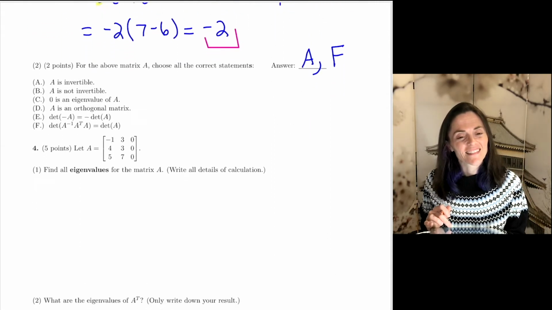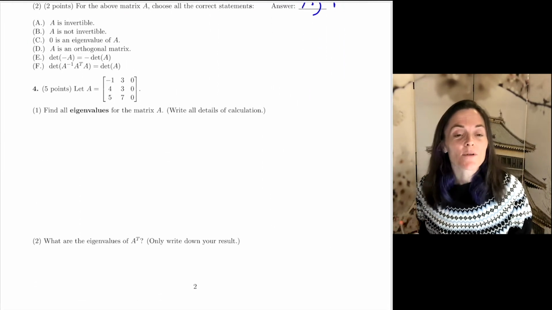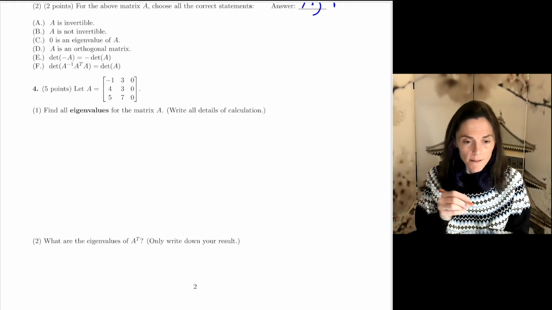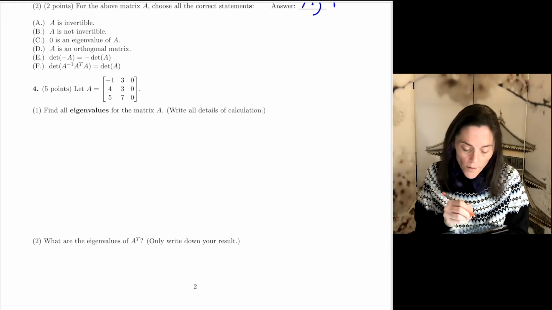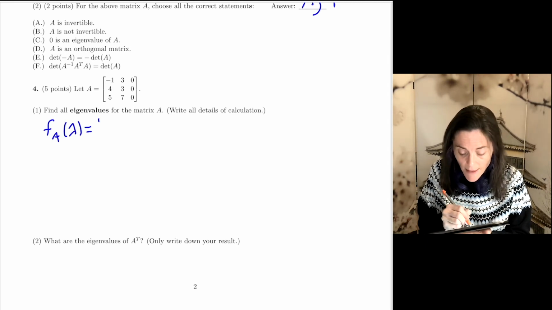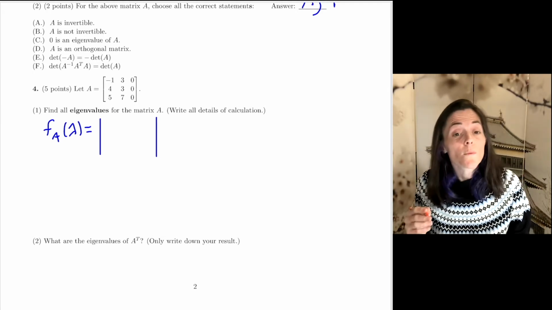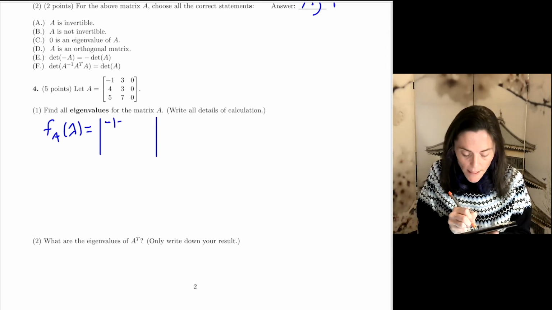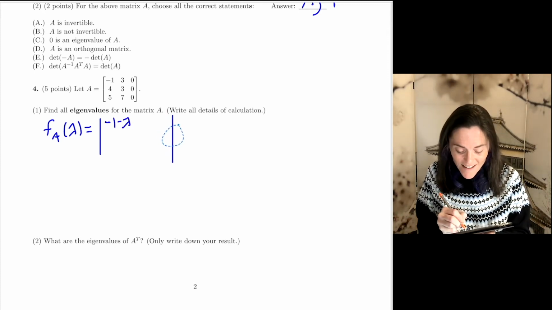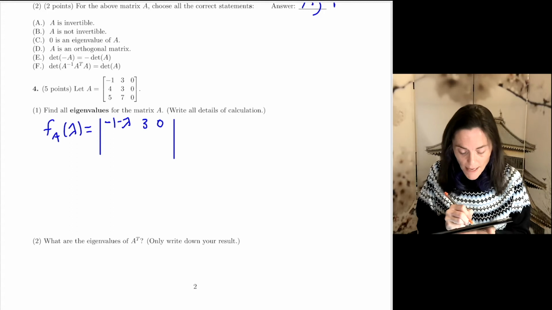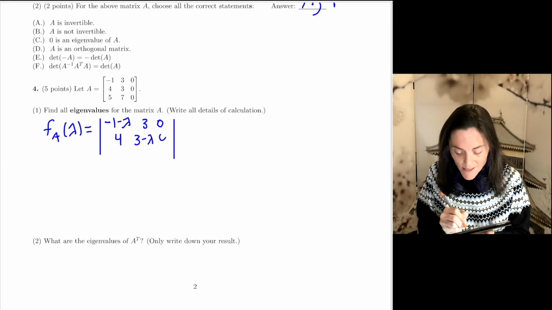Number 4. We're given a 3 by 3 matrix. We want to find all eigenvalues, and then we have a second part to this. Okay, we need the characteristic polynomial, f_A of lambda, which is the determinant of A minus lambda I. So what we do, A minus lambda I, we just subtract lambdas from the diagonals. We have -1 minus lambda, and then we have 3, 0. We have 4, 3 minus lambda, 0, and then 5, 7, negative lambda.